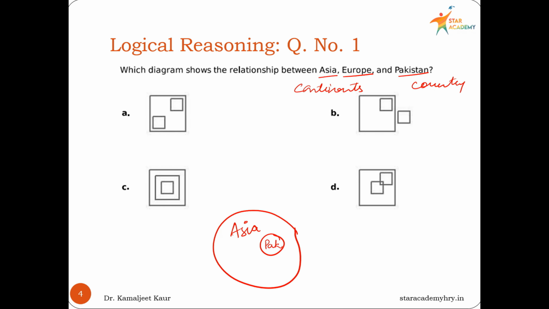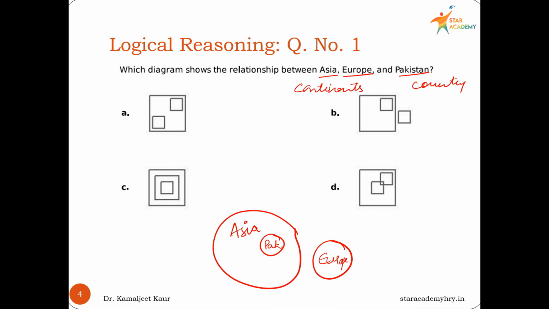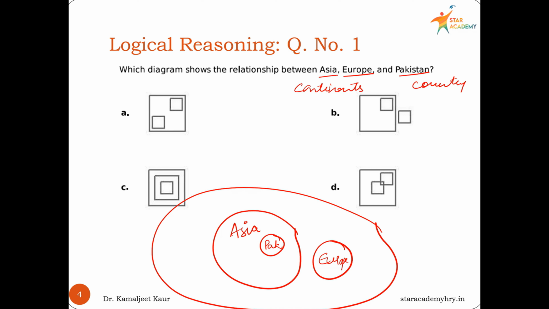And Asia and Europe, because they are 2 different continents, will be represented by 2 separate circles which have nothing in common. So this represents Europe. Any of these figures that represents the same relationship would be the right answer. Here this square represents Pakistan, this square represents Asia, and this square represents Europe. So here B is the right answer. Let's move to the next question.